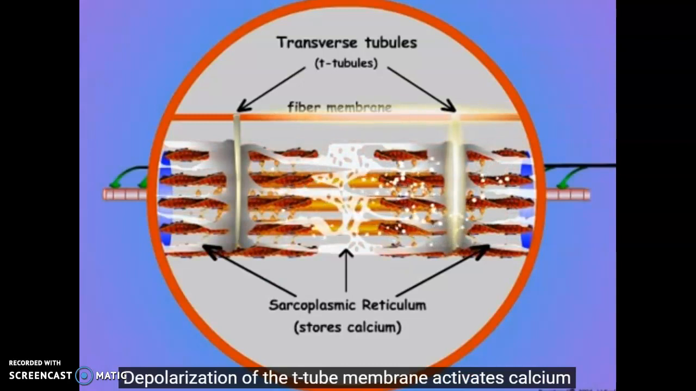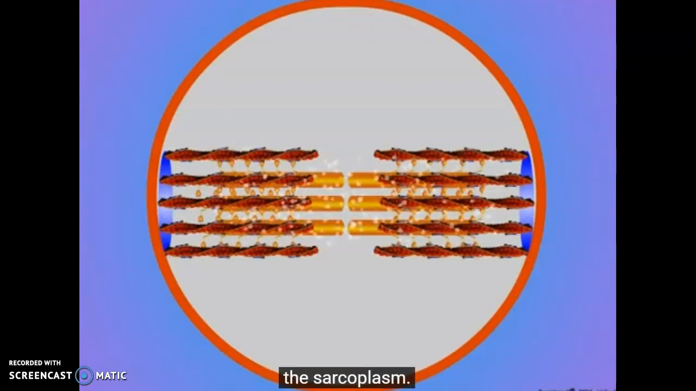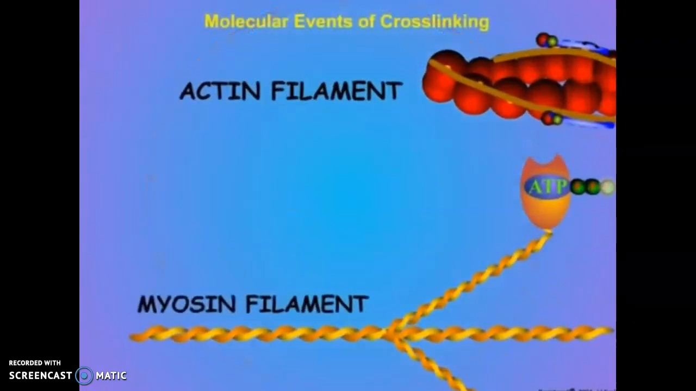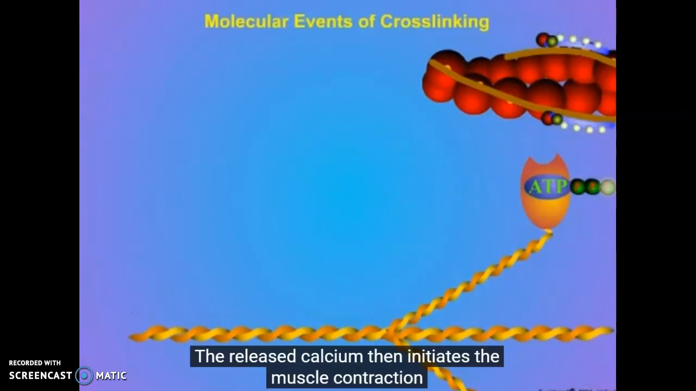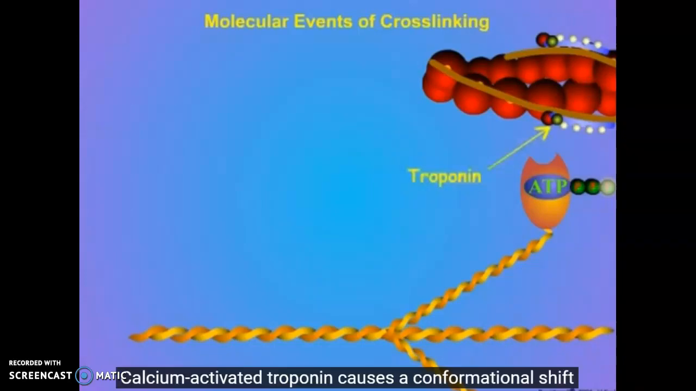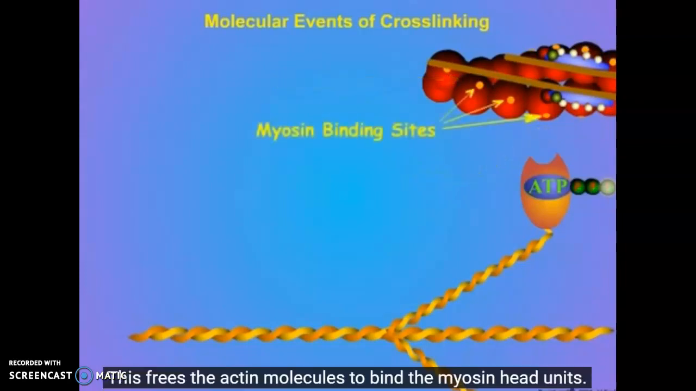Depolarization of the T-tubule membrane activates calcium release channels of the sarcoplasmic reticulum to release stored calcium into the sarcoplasm. The released calcium then initiates the muscle contraction by binding to a protein called troponin. Calcium-activated troponin causes a conformational shift in the protein tropomyosin, which winds around the actin helix and blocks the myosin binding sites on the actin molecules. This frees the actin molecules to bind the myosin head unit.